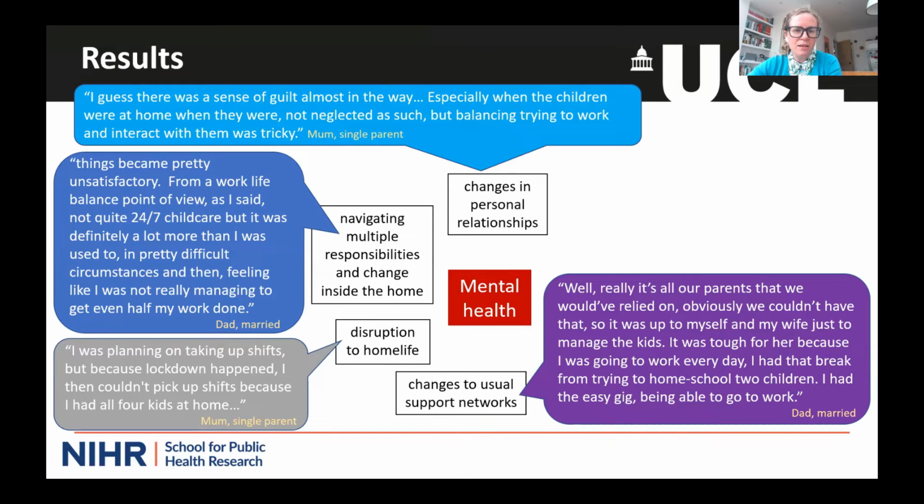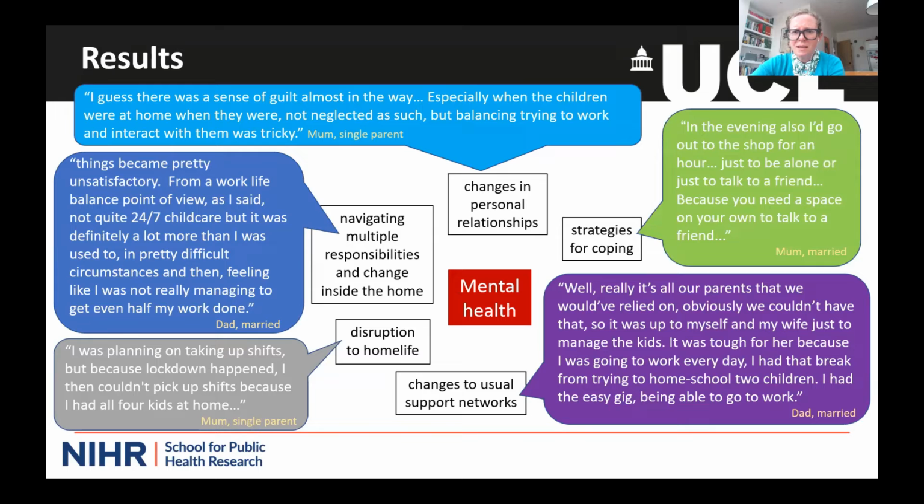Again, this single mother who had older children said she felt really guilty that although she was managing to do her full-time job from home, she felt she was really neglecting her children. These were children who were self-sufficient with their homeschooling, but she felt that she basically had to ignore them from 9 to 5 while they were all under the same roof, because she had work to do and she was on work calls all the time. So there's that real sense that relationships were challenged and changed by the pandemic.